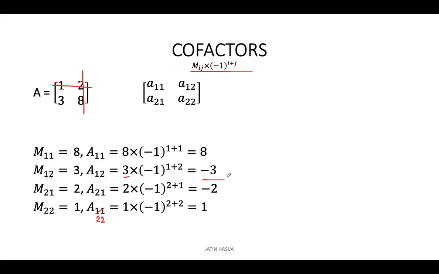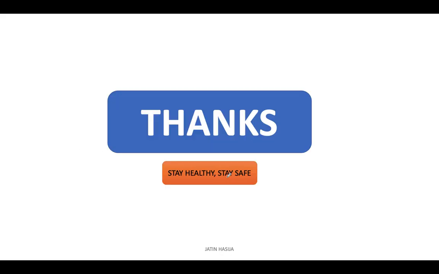Now, what we have studied is, we have done the minors, we have done the cofactors. Remember, it is just a 2 by 2 matrix. For a 3 by 3 matrix, we will be covering the same in our next video.